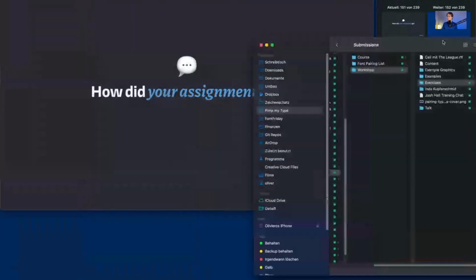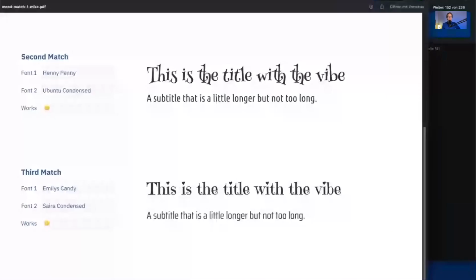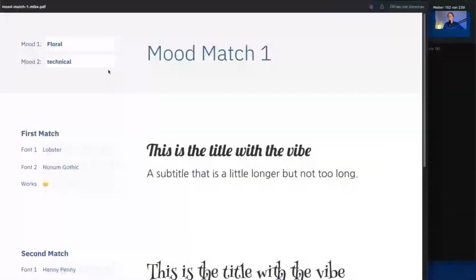Okay. So first one here would be the mood matches. I really like them. Unfortunately, only one person sent in their mood matches, which is a bit of a bummer because I think they're really fun and easy. And this one is from Mike. And he looked for floral and technical, a great combination, a great match.